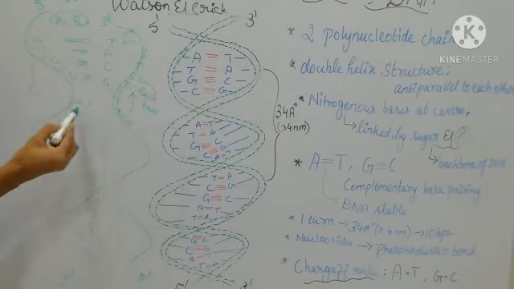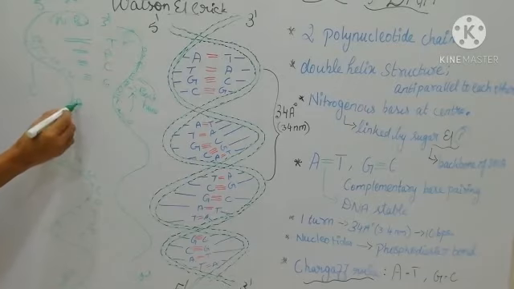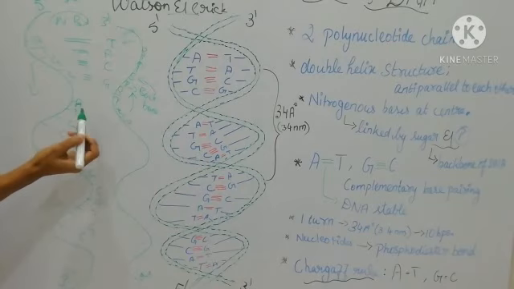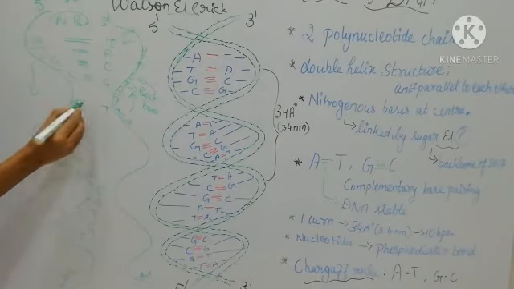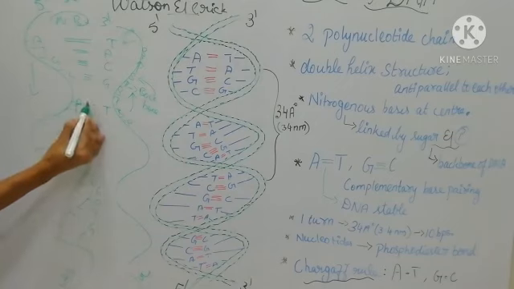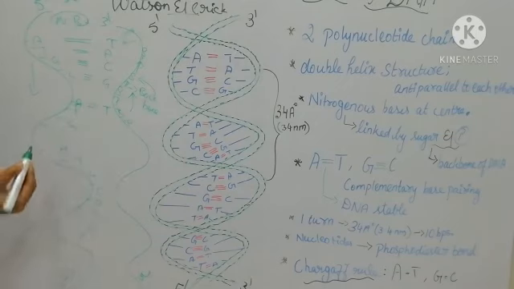Now it's your turn, you have to say. So adenine will always pair with what? Adenine will pair with thymine. So adenine will pair with thymine. With how many hydrogen bonds? With two hydrogen bonds. So we have to put 2 here.